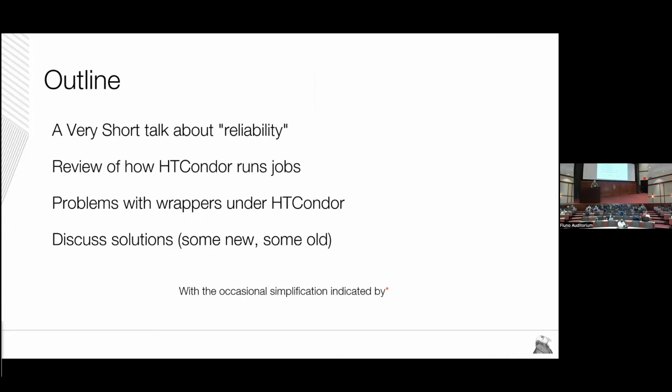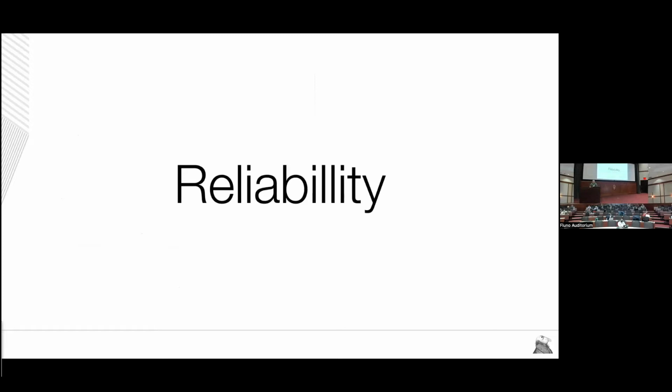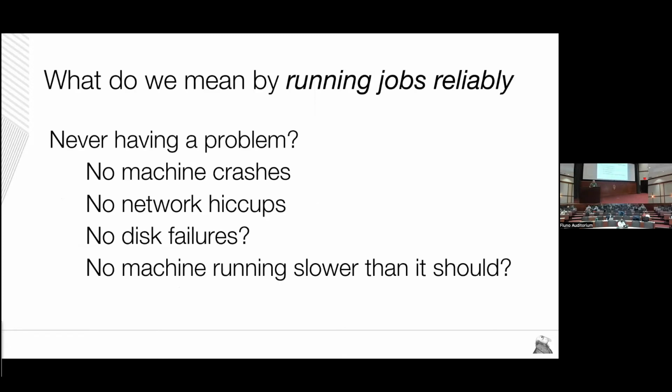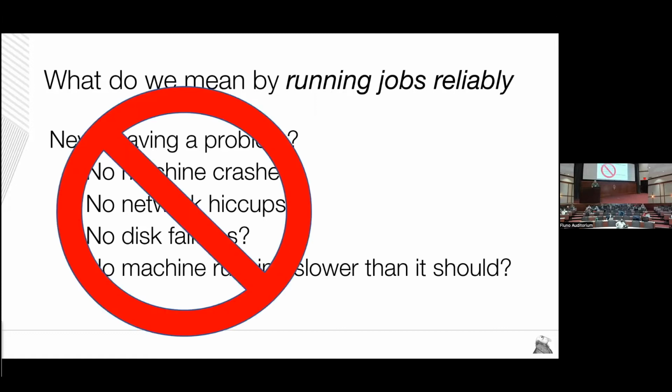So with that, let's start with reliability. What do we mean by we want to run jobs reliably? Do we mean we will never have a problem at all? Do we mean that a machine will never crash or will never have a network failure or a disk failure, or like I think we heard earlier, some machine running slower than it should, or as Brian talked about, we land on a machine that has a network as fast as a dial-up network? No, this is not what we mean at all.